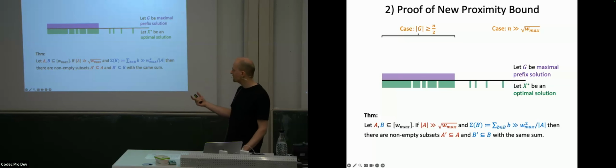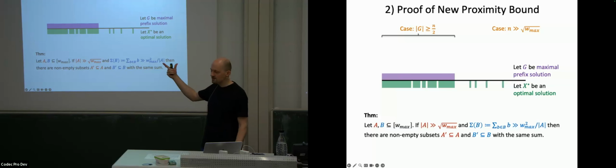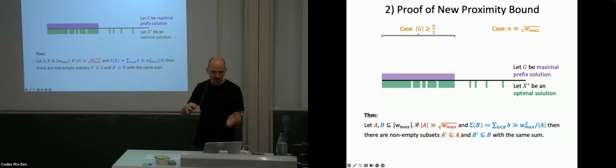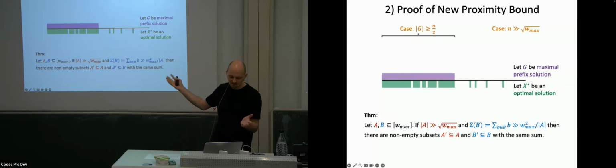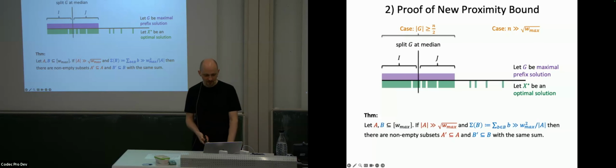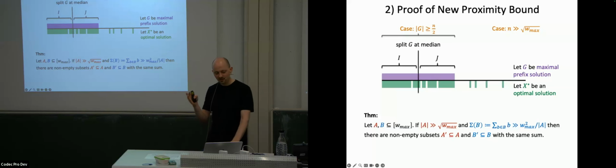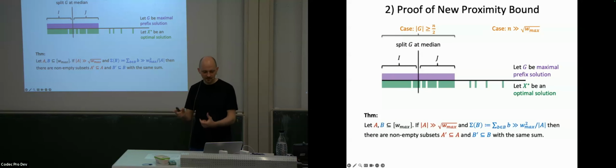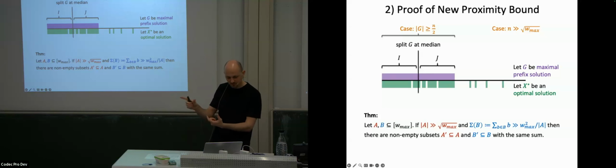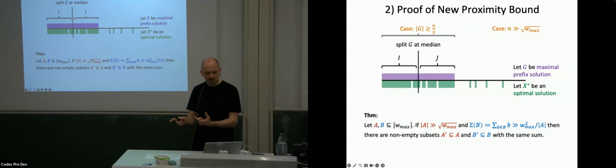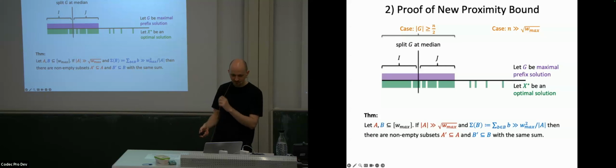Let me also assume that greedy selects at least half of the items. Again, there will be a more or less symmetric case where this is not the case. And then let's split the items selected by greedy at the median, so into the more profitable half and the less profitable half, I and J.